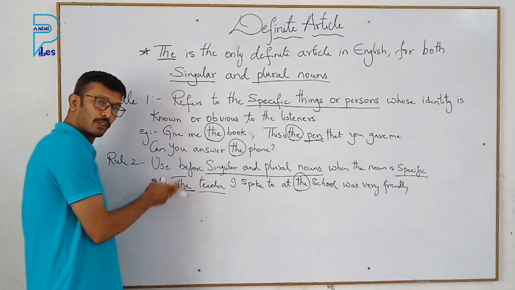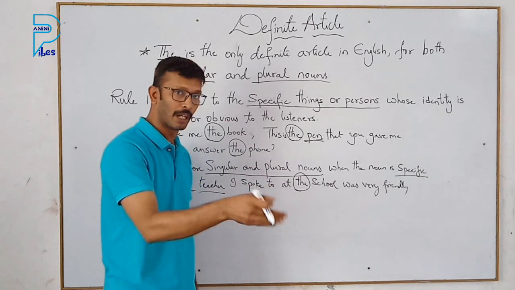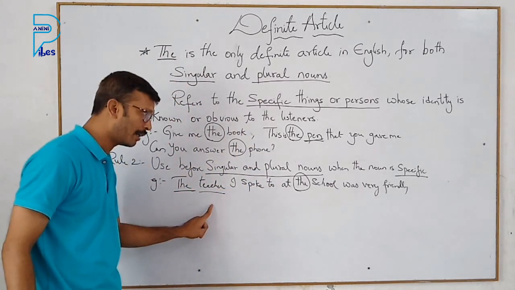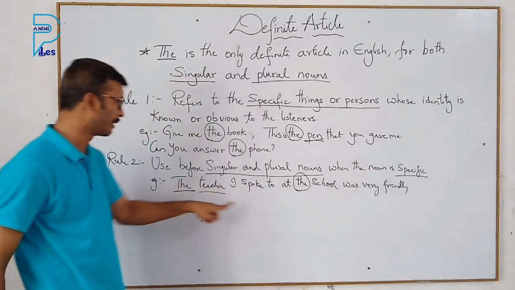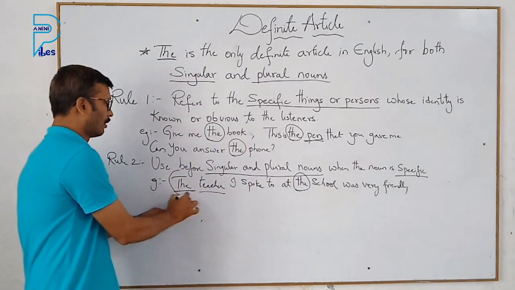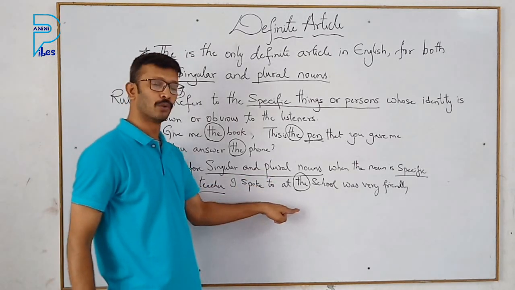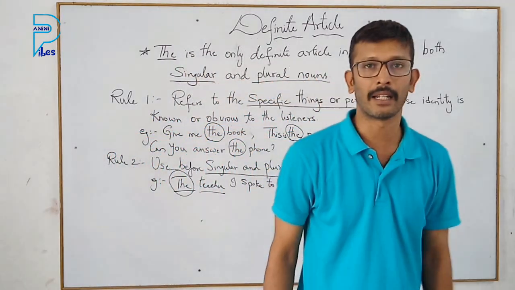So I have used the teacher I spoke to at the school. कहाँ पे बोला मैंने, किसके बारे में बोला और कहाँ बोला? मैंने बोला टीचर के बारे में और कहाँ पे बोला? स्कूल में. When I am specifying it, I have used the definite article the. The teacher I spoke to at the school was very friendly.